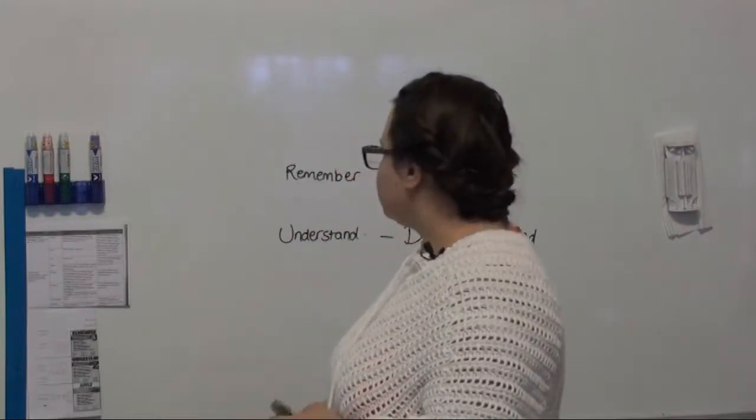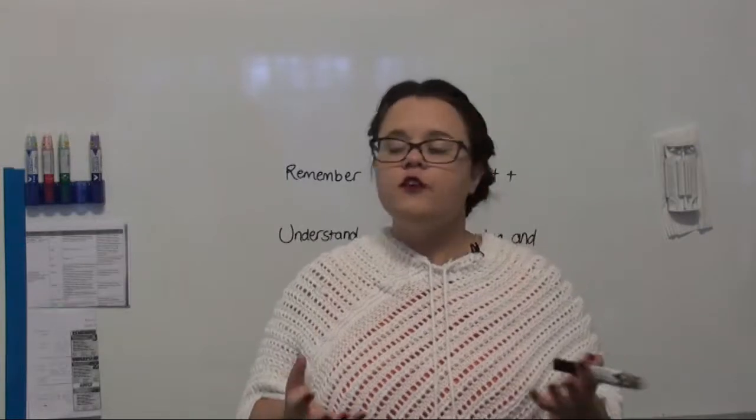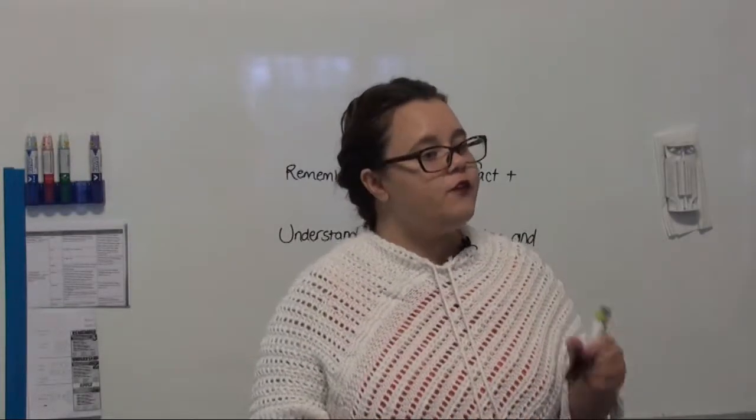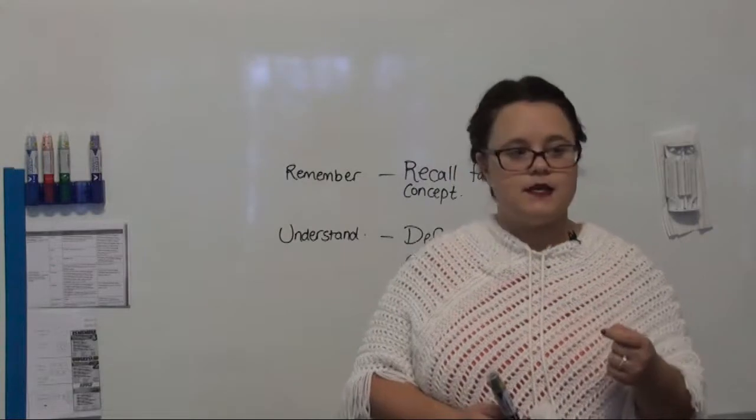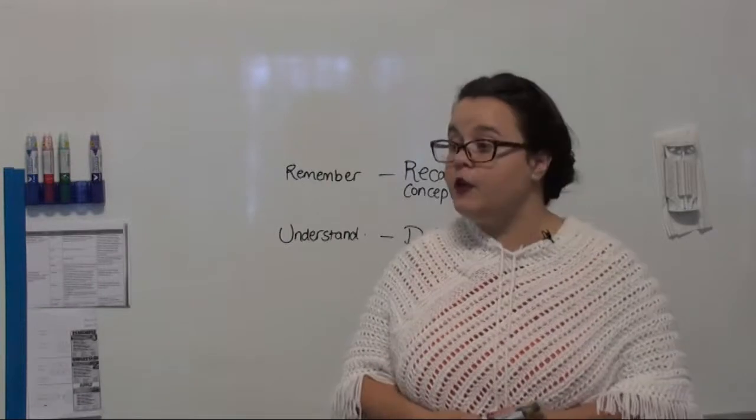Okay? There are certain verbs that we use in each aspect. Within level 1, we would have words like identify, name, list, define. We would also ask you to compare and contrast. We would ask you to demonstrate and to interpret the information. Those are verbs that we are using, and if you see those verbs in your test, you understand what cognitive level they are asking you to work on.